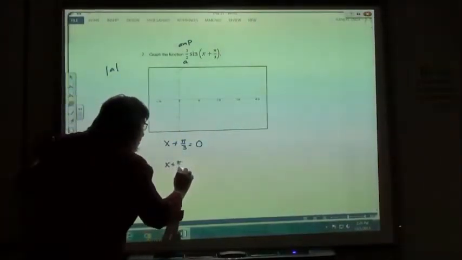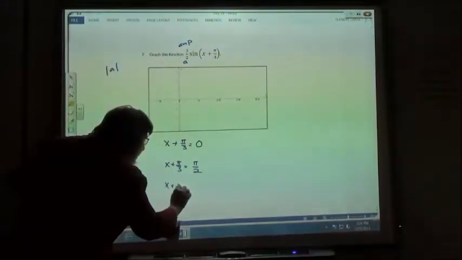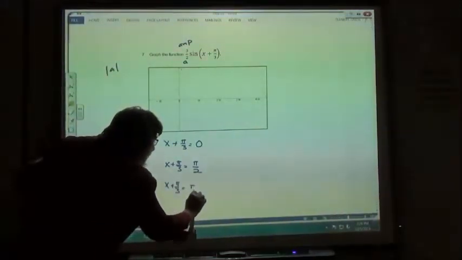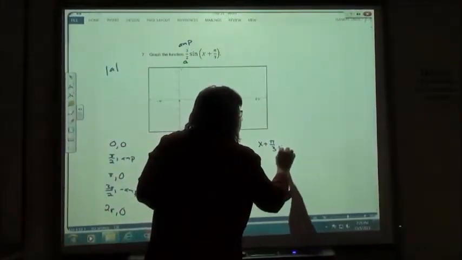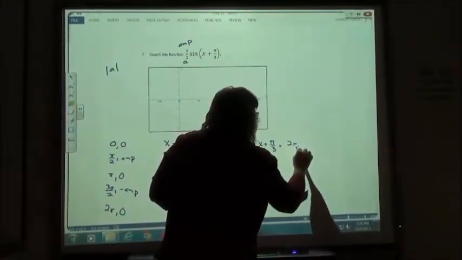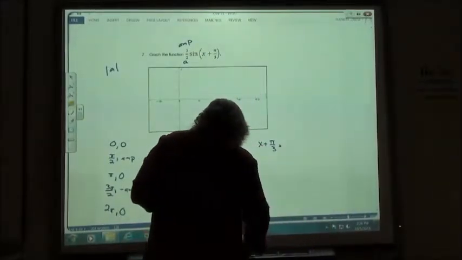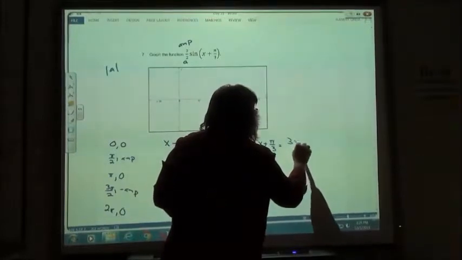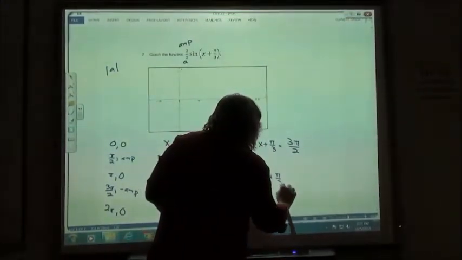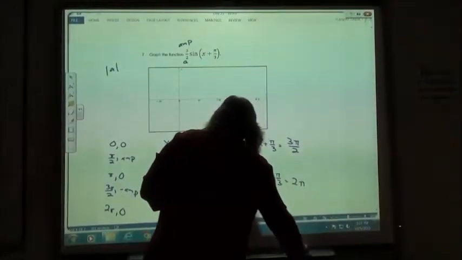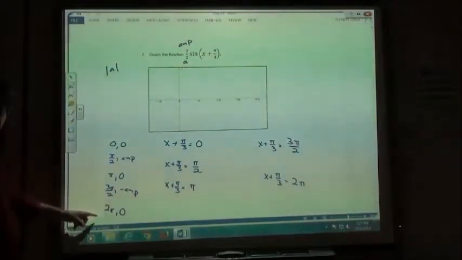X plus pi over 3 equals pi over 2 and solve it. X plus pi over 3 equals pi and solve it. X plus pi over 3 equals, not 2 pi, 3 pi over 2, and solve it. And x plus pi over 3 equals 2 pi. So I set them each equal to each of my normal x values.